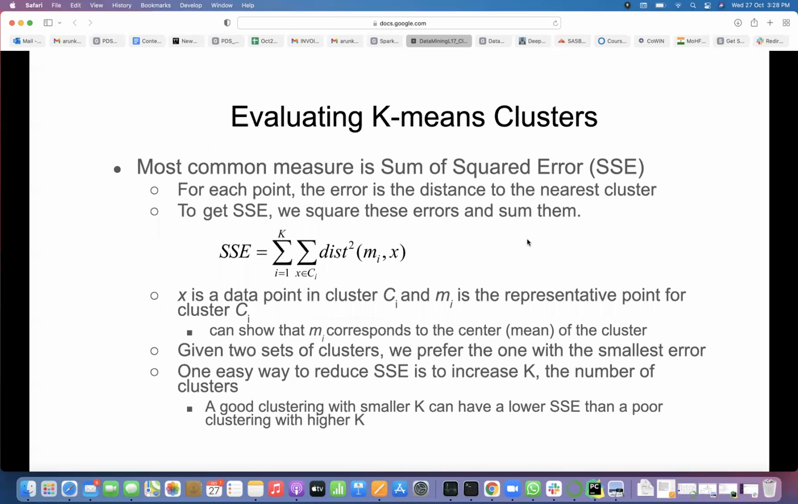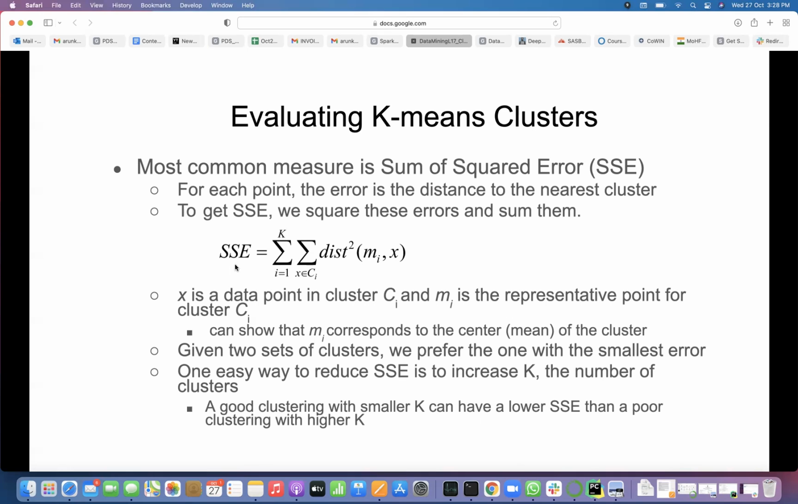When evaluating k-means clusters, the most common measure is the sum of squared errors. For each point, the error is the distance to the nearest cluster. To get SSE, we square these errors and sum them up. For each cluster you assign from the centroid, you find the distance, square it, then sum them for each cluster, then sum for all clusters. That is your sum of squared errors.